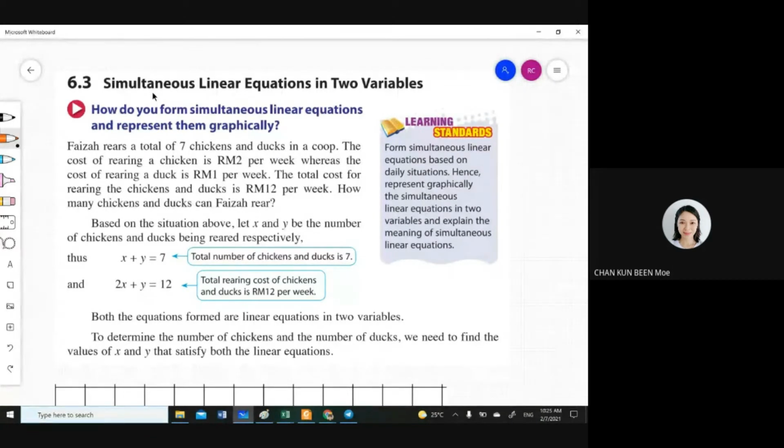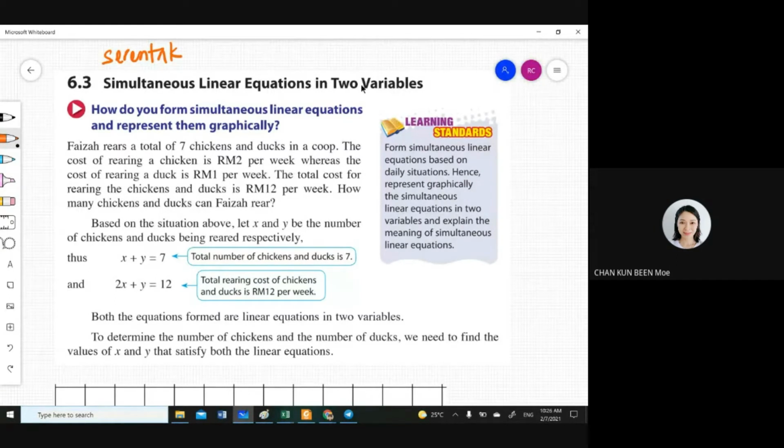Okay? Dalam bahasa Melayu, ia dipanggil serentak. So, kalaulah saya kata simultaneous linear equation in two variable, maksudnya persamaan linear serentak. You have two linear equations in two variable.